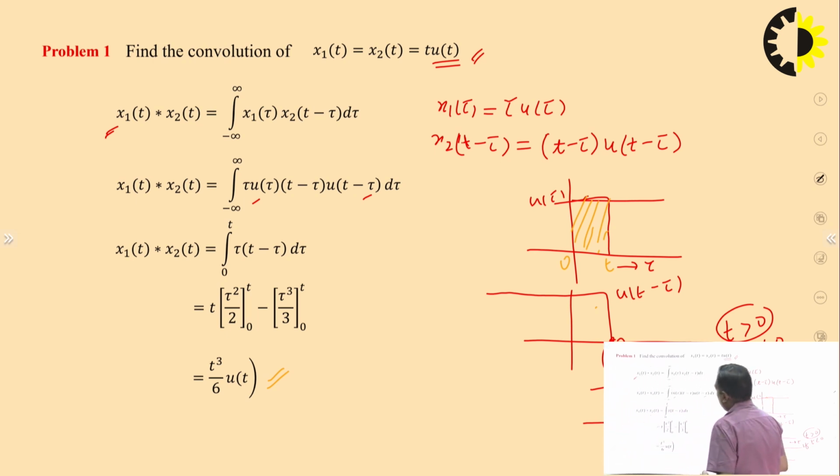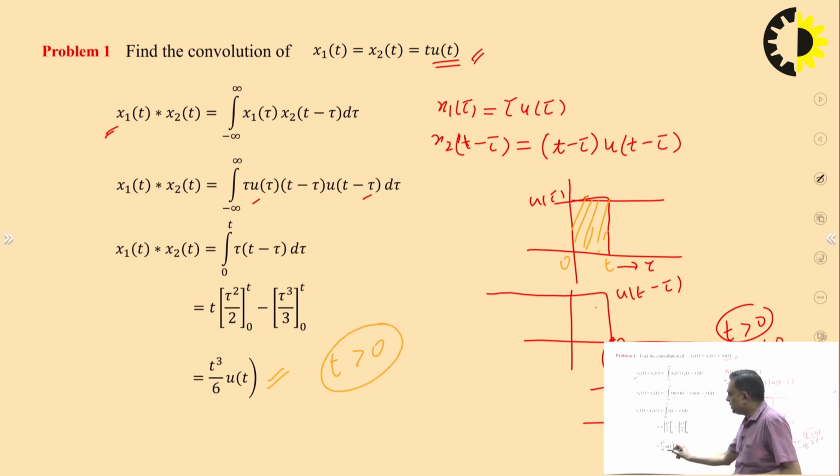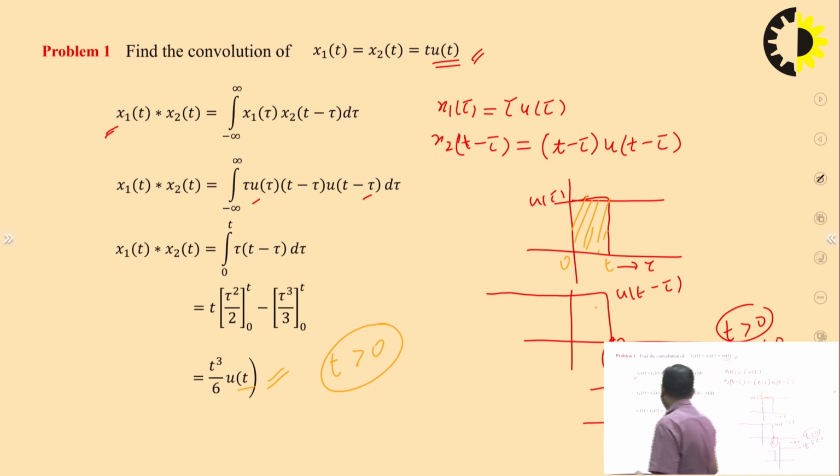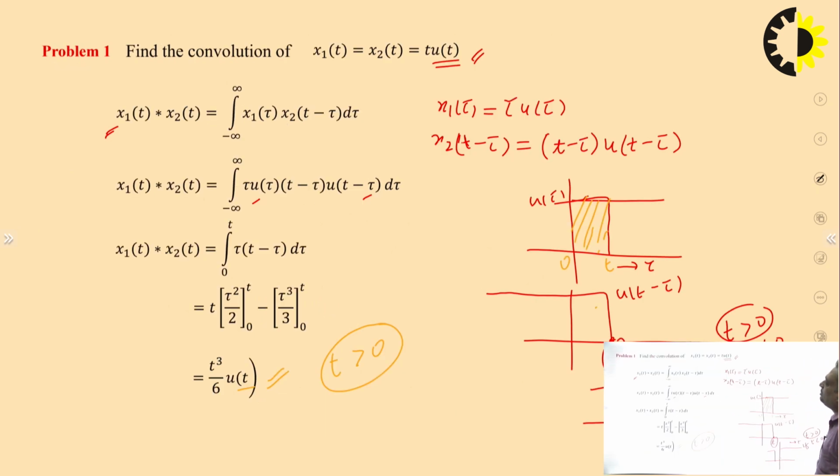Why is u(t) there? u(t) is there because this output is only defined for t greater than 0. We have seen that we get the output only when t is greater than 0. That's why we have to put u of t here. So this is the simple problem. We have seen this problem when both the signals are causal signals.